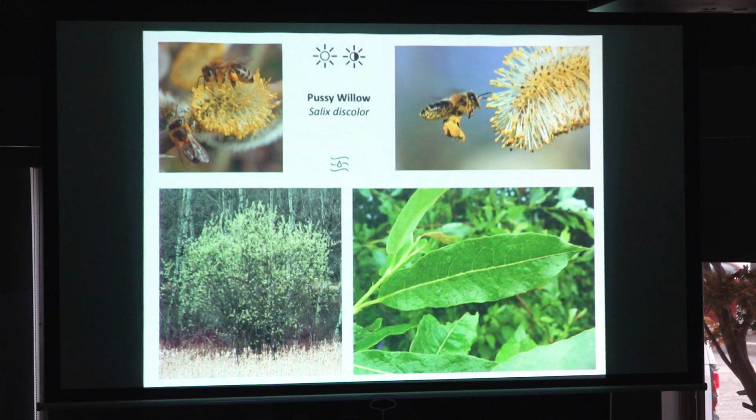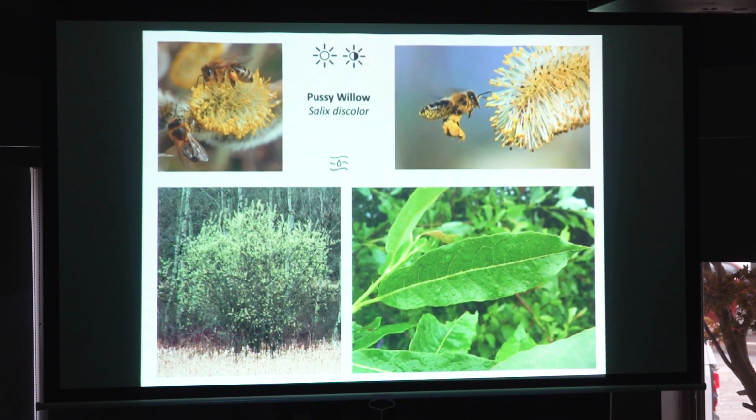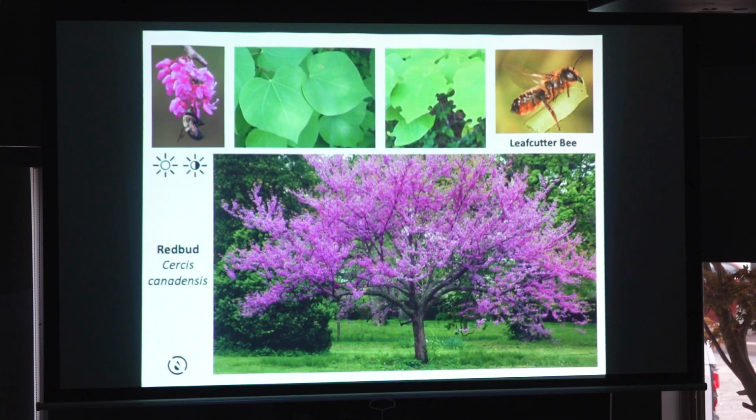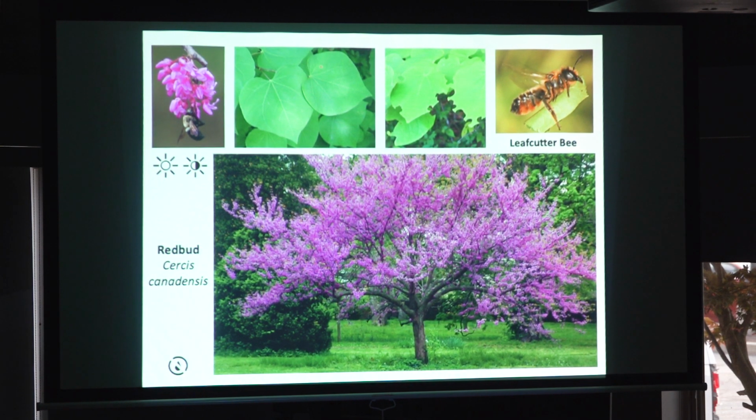So here is the cast of characters, the native trees that are important for our native pollinators. Pussy willow, wonderful plant. Beautiful redbud. And remember this, those leafcutter bees can use it.